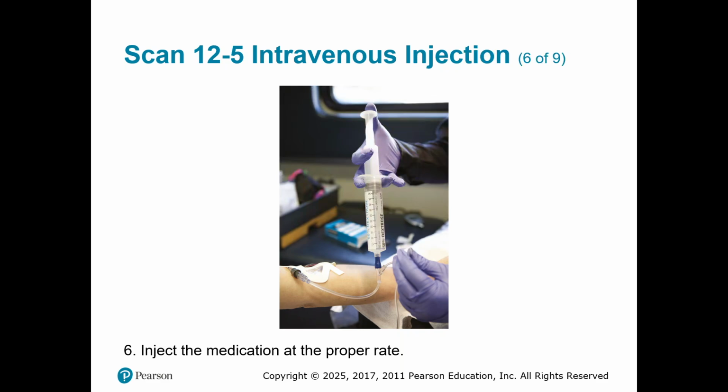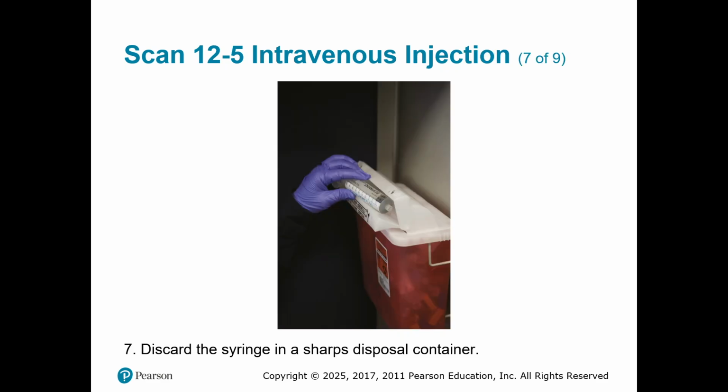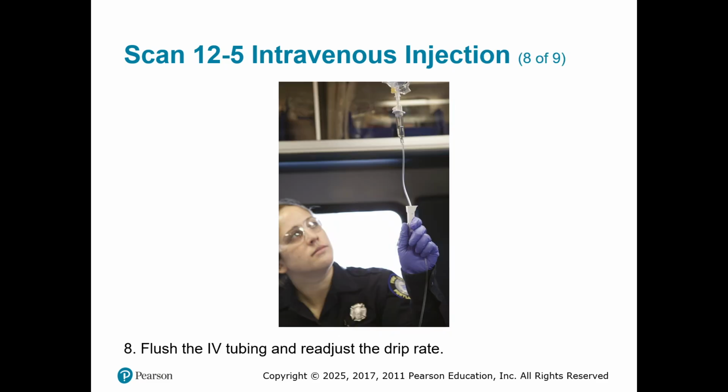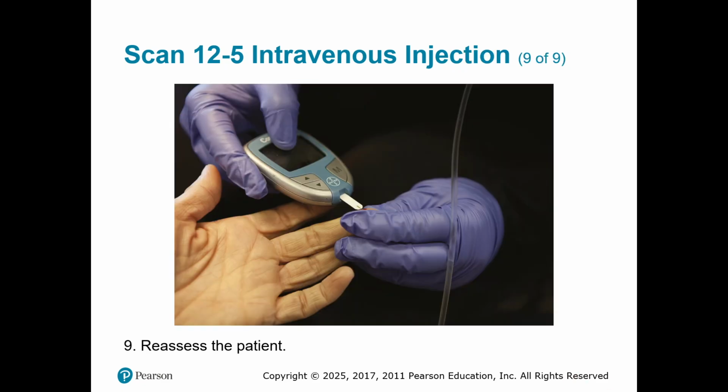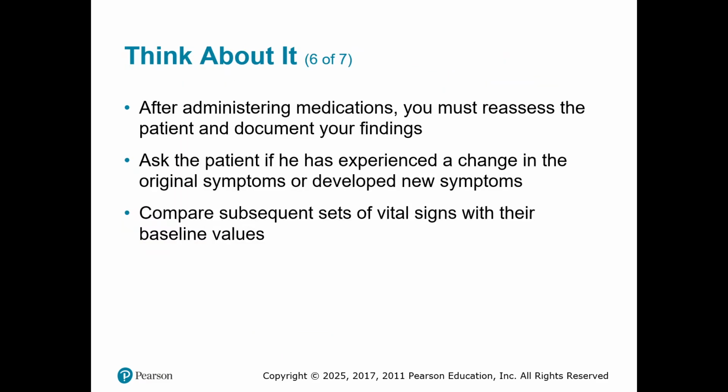Inject the medication at the proper rate. Some drugs, like adenosine, we're going to slam that drug quick. But in the case of most drugs, it's a slow push. Then we're going to discard the sharps into a sharps container. We're going to flush IV fluids through there. So you're going to open that bag up, let some of that drip down, and then close it back to the proper rate. Reassess the patient's blood sugar.